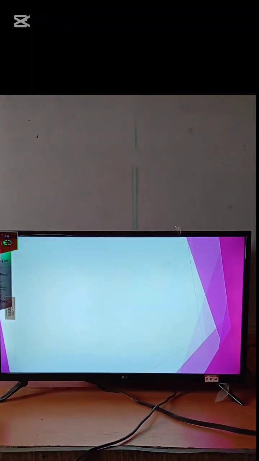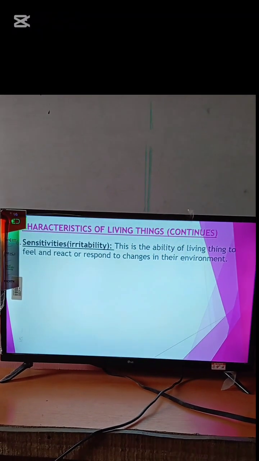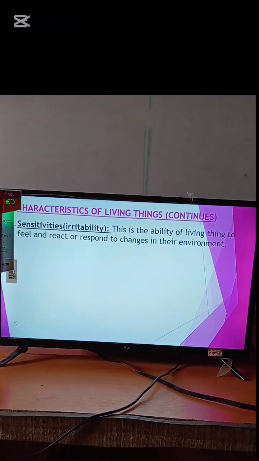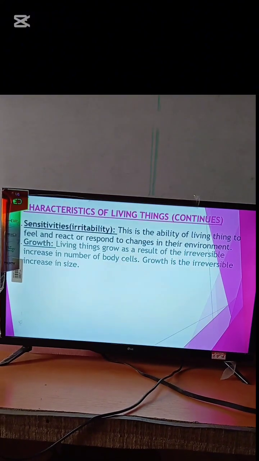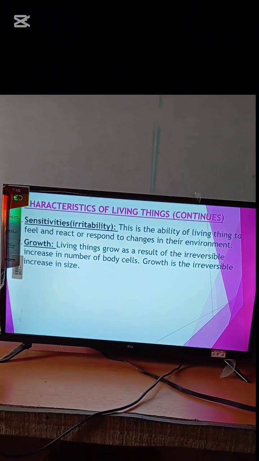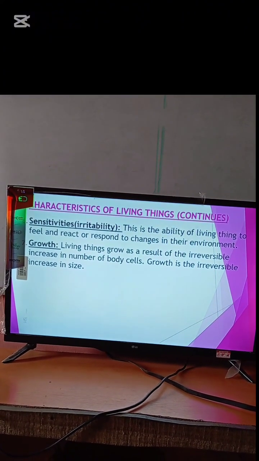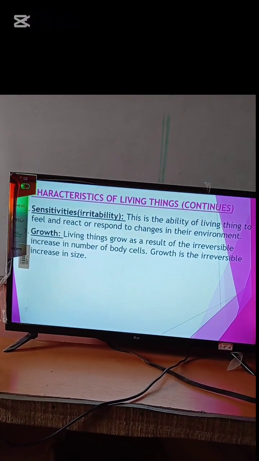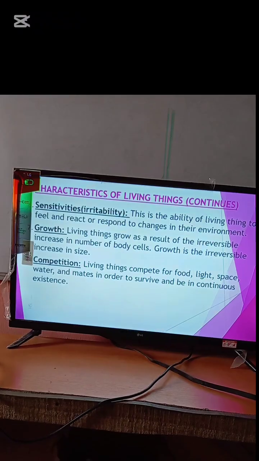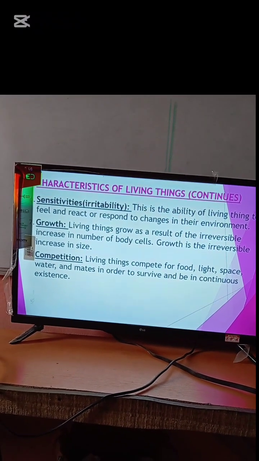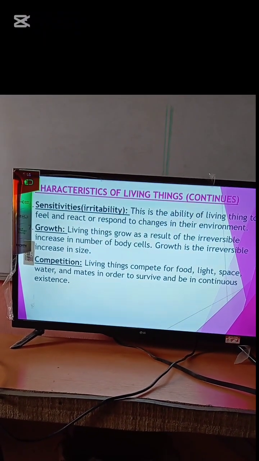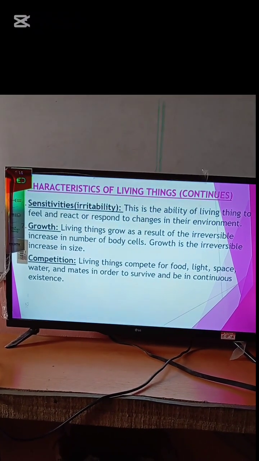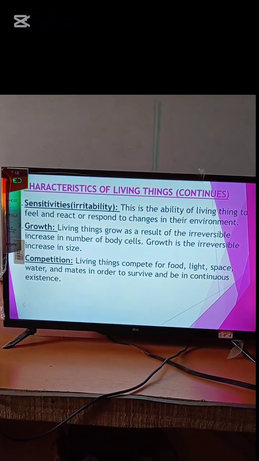Next we have sensitivity, the ability of living organisms to respond to or react to changes in their environment. We have growth. Living organisms grow as a result of irreversible increase in the number of body cells, and the increase in size. We have competition. Living organisms compete for food, light, space, water and mate in order to survive and to be in continuous existence.